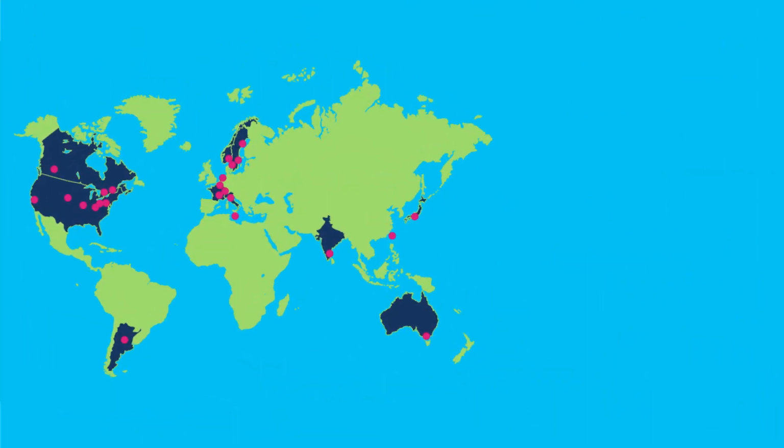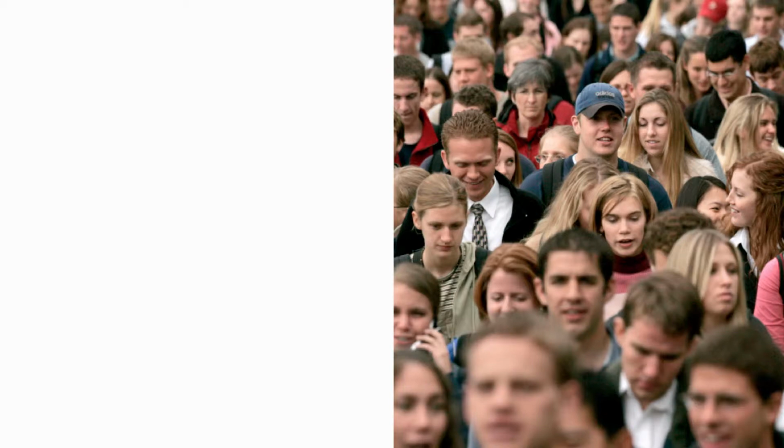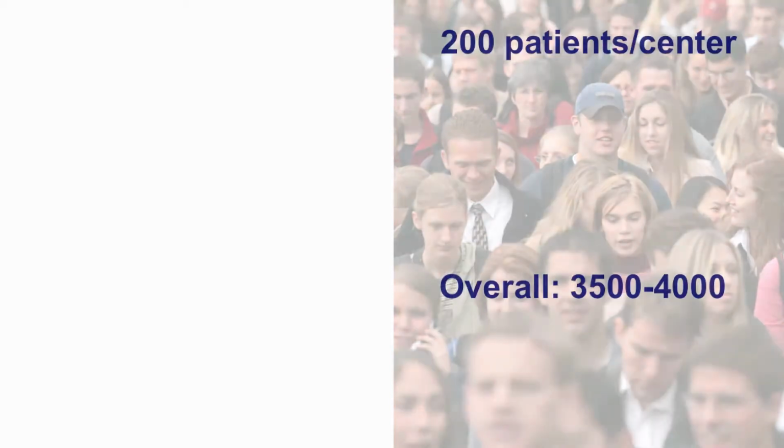Overall, APPROACH-IS was conducted in 24 centers located in 15 countries in 5 continents. On this map, you can see the participating centers and the distribution over the globe. The intention was that we could include 200 adults with congenital heart disease in each center, resulting in an overall sample of 3,500 to 4,000 patients.